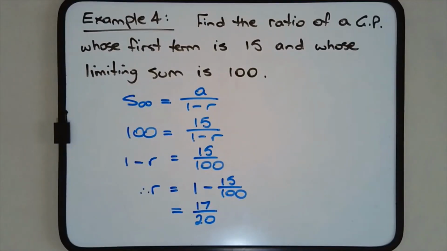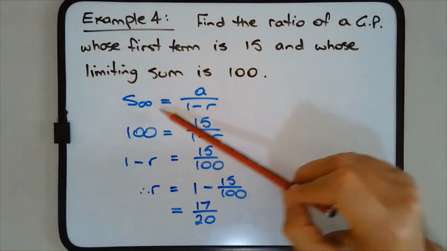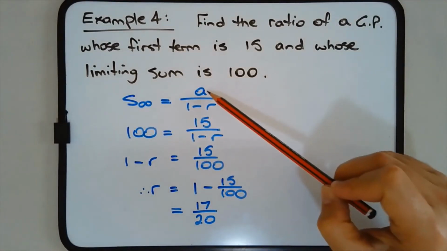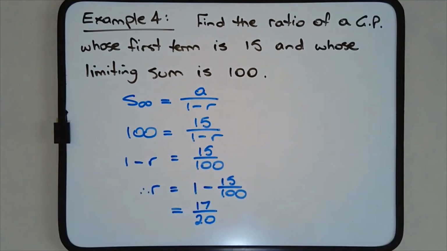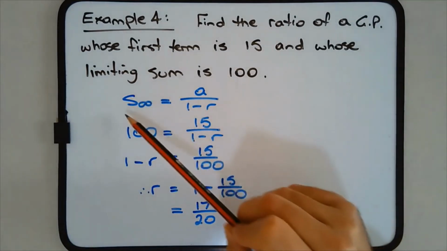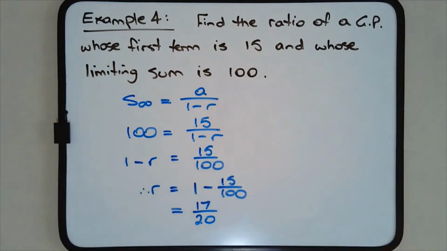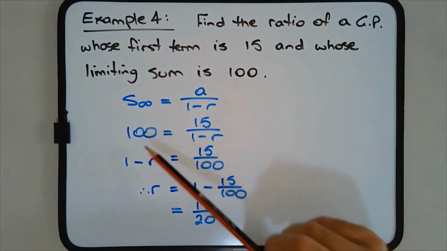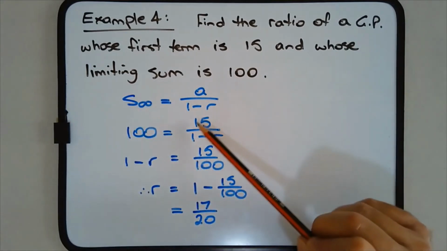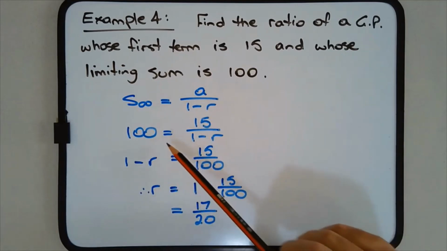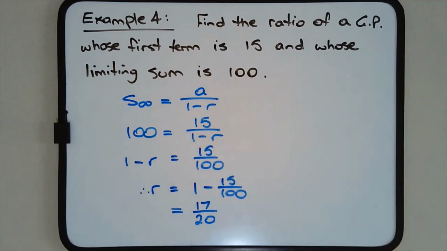Example 4. Find the ratio of a geometric progression whose first term is 15 and whose limiting sum is 100. We're going to apply the formula. The limiting sum is equal to a over 1 minus r, where a is the first term and r is the common ratio. Now we know the limiting sum and we know the first term, so we need to solve for r. So substituting in 100 for the limiting sum and 15 for a, we have 100 is equal to 15 over 1 minus r.